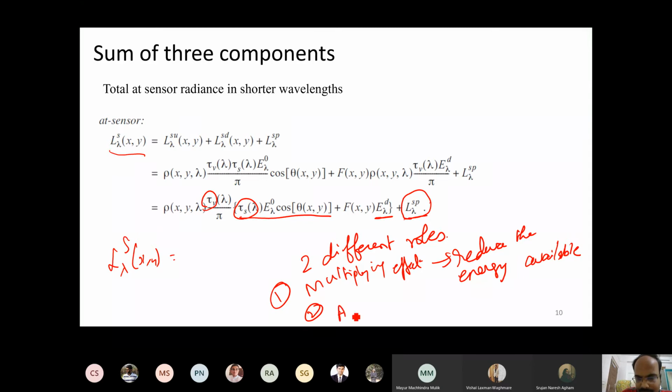Second way, as an additive component, like path radiance is an additive component, which will increase the energy available, but it will increase the energy in a wrong way. The total energy reaching the sensor will increase because path radiance is an additive component, but it will add unwanted signal. We don't want that. It is kind of like a contaminant, a pollutant, and it's an additive component. So atmosphere plays two different roles: a multiplying role, which reduces the total energy available through these transmissivities, and an additive role, which increases the energy available, but in an unwanted way, which normally we don't like.